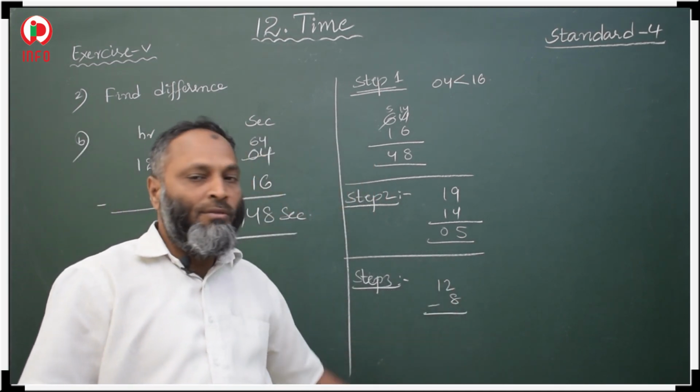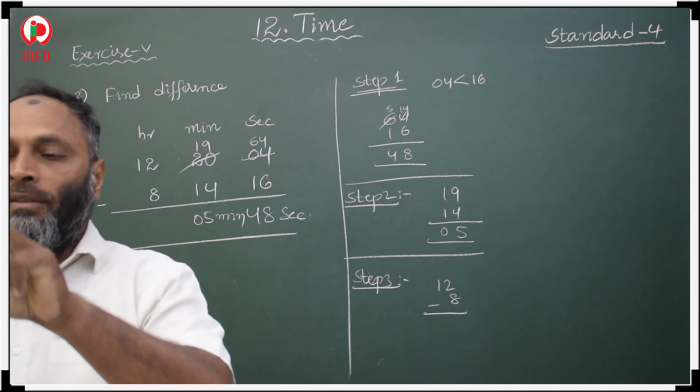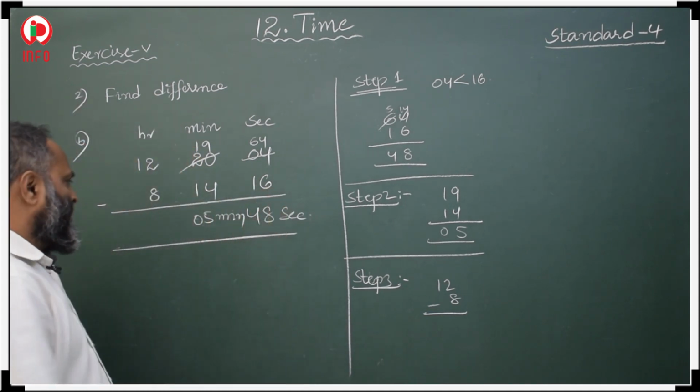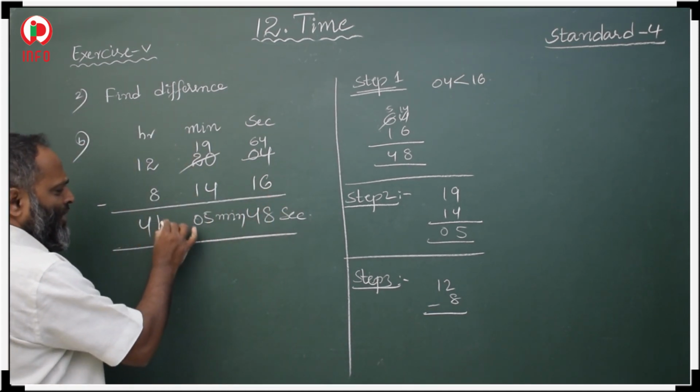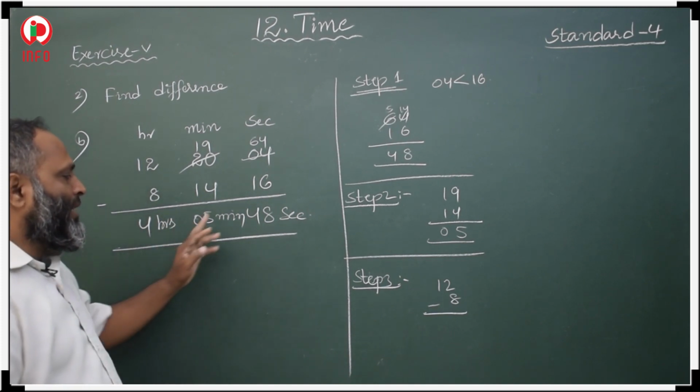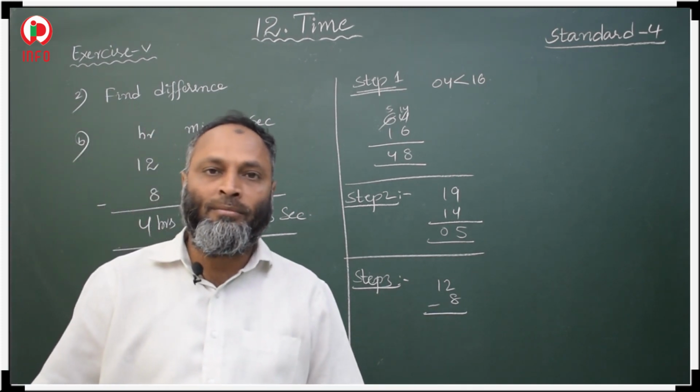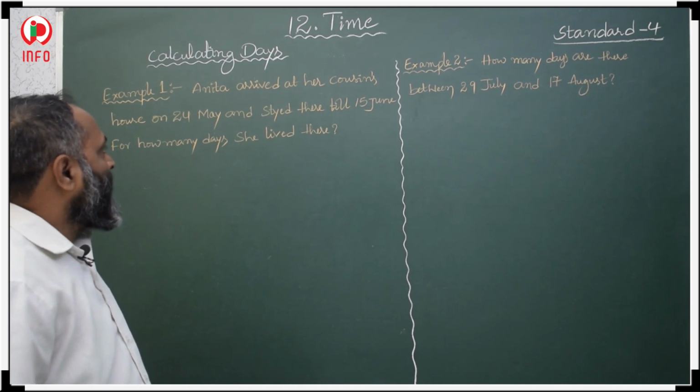So, 9 to 12 we should count. 9, 10, 11, 12. 12 means 4. 4 hours, 5 minutes, 48 seconds. Okay. Now, students, here calculating days.